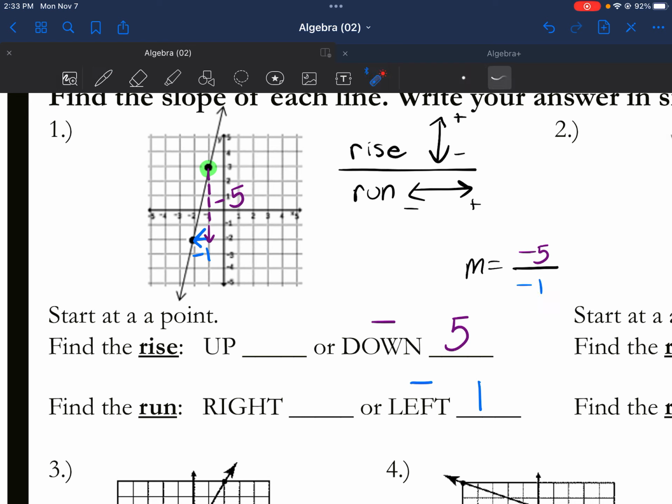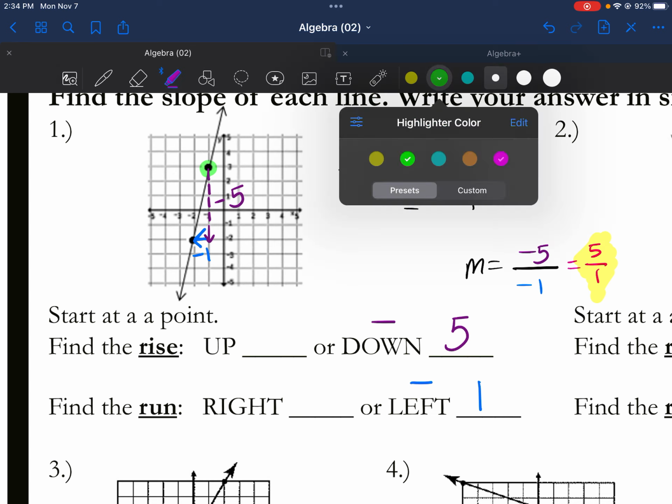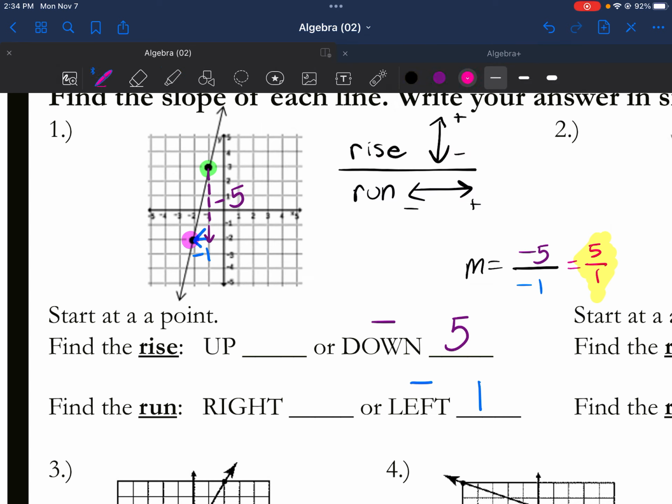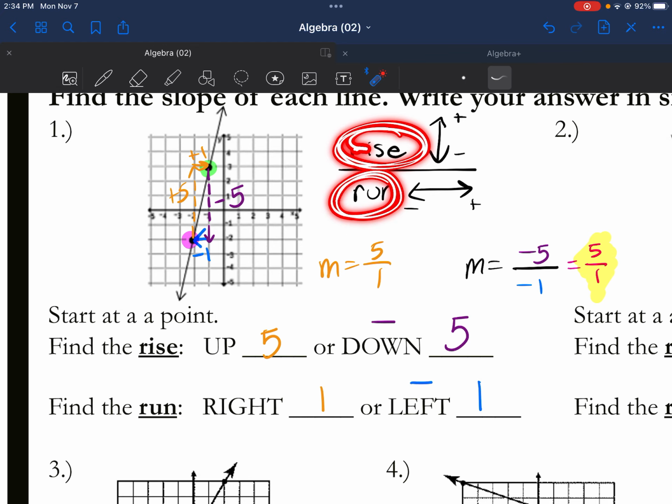But if you look at this from left to right, this is increasing, right? This is a positive slope. Well, guess what? When you simplify this, don't you get 5 over 1? Isn't that positive 5? This is what your final slope is. Now, if you did it the other way, right? Let's say you started at this pink point and went up to the green, then you would have noticed that you would go up 1, 2, 3, 4, 5, positive 5. And then to the right, 1, positive 1. And you still would end up with 5 over 1. So it doesn't matter which way you start, right? The main thing is you rise, whether it's up or down, then you run.